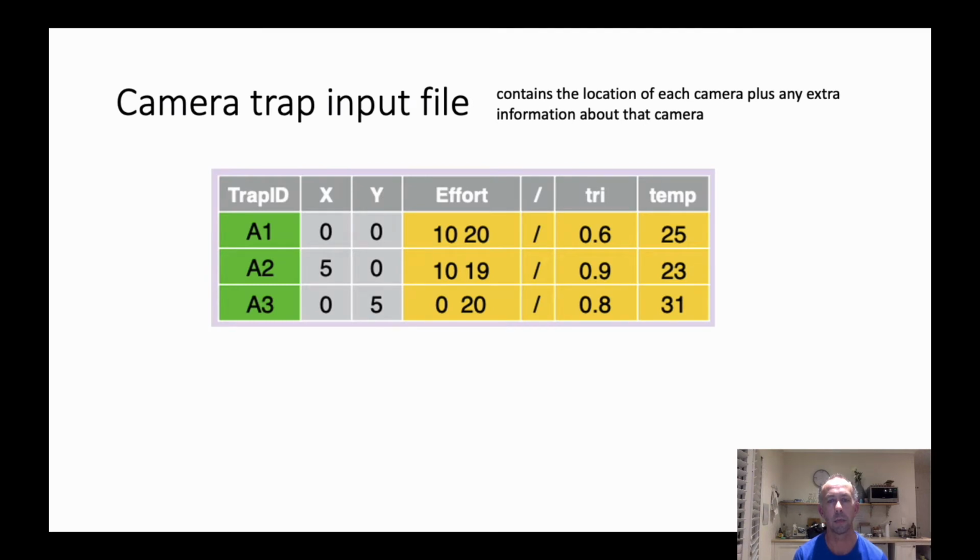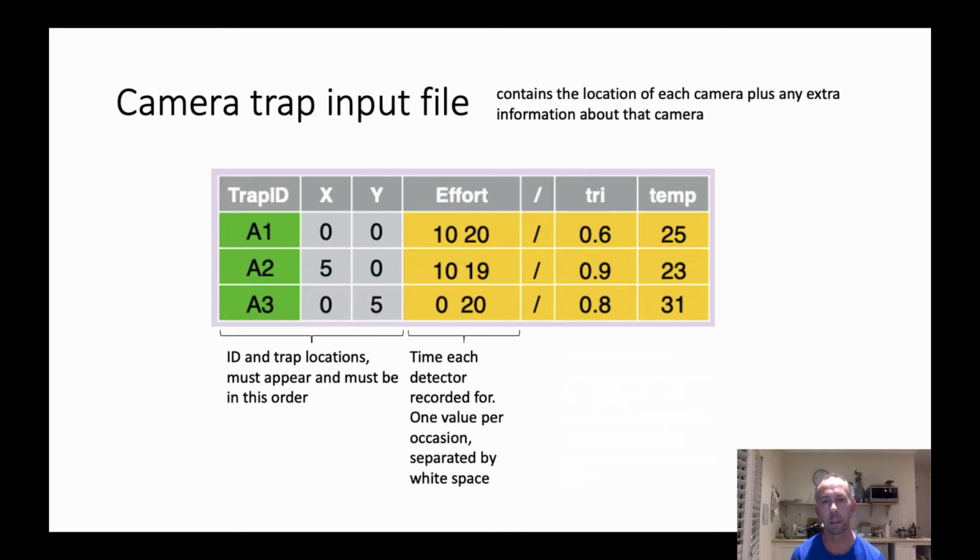The camera trap input file contains information about the cameras. Each row in the camera trap input file contains the location of a camera, plus any extra information about that camera. So a typical camera trap input file for 3 cameras might look like this. The first 3 columns are compulsory, and they contain the trap ID, that's the unique identifier for the camera, and the X and Y coordinates of each of the cameras. Those 3 variables have to appear, and they have to appear in that order.